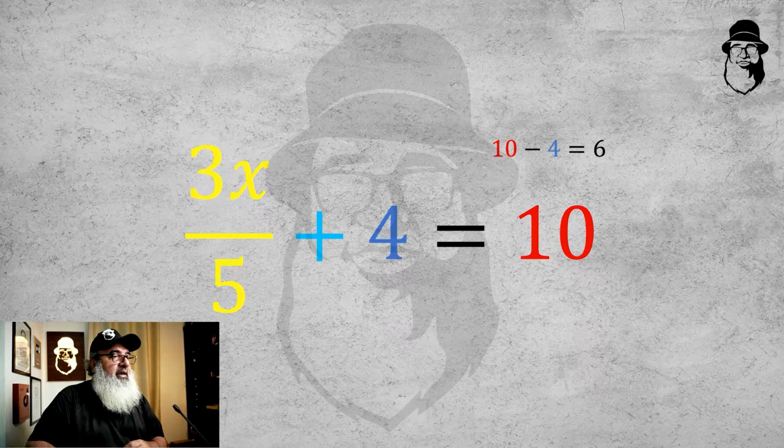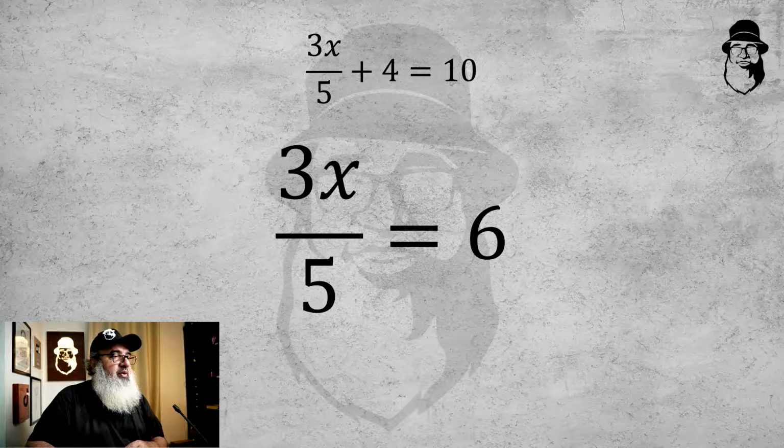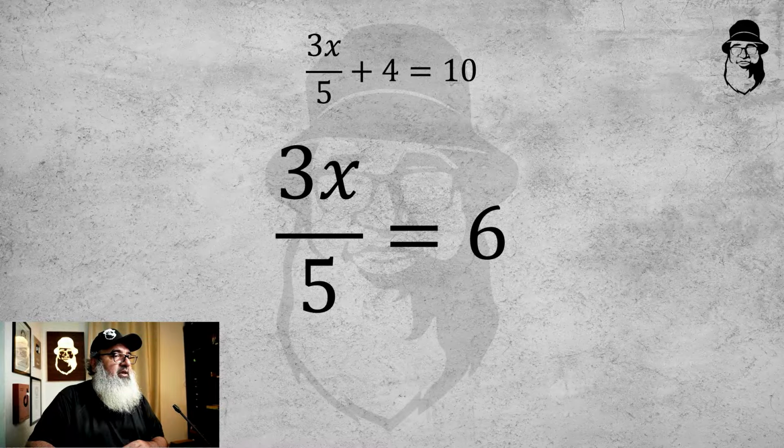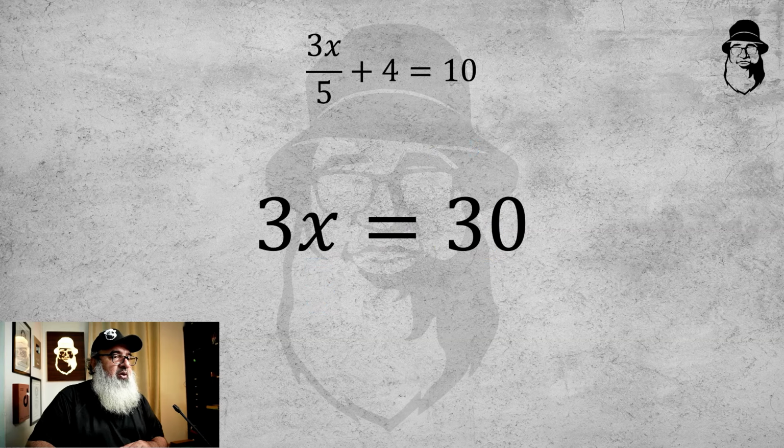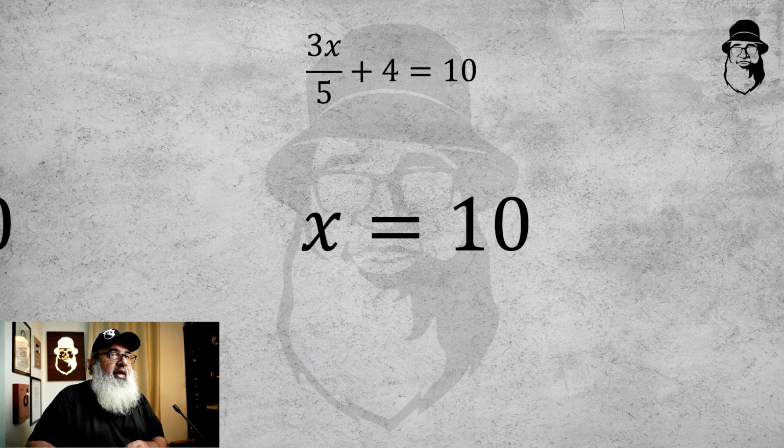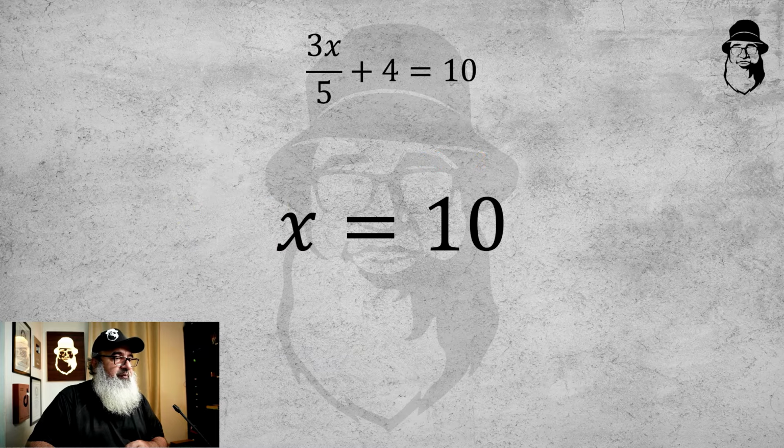Now we think mentally that we have 3x over 5 is equal to 6, which is basically a division on the left side. So 6 times 5 is 30. Then mentally we see 3x is equal to 30. So 30 divided by 3 is equal to 10 and x is equal to 10.